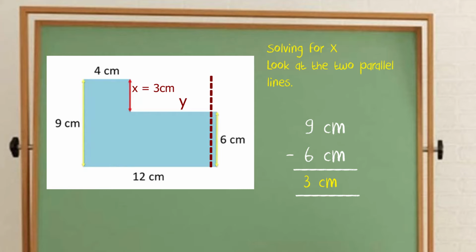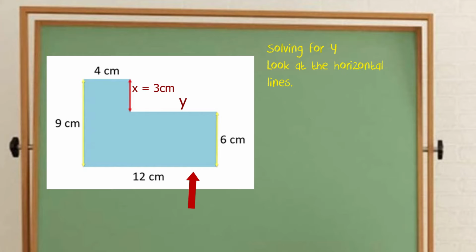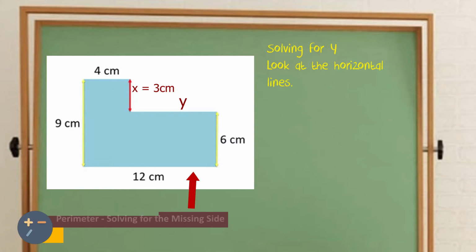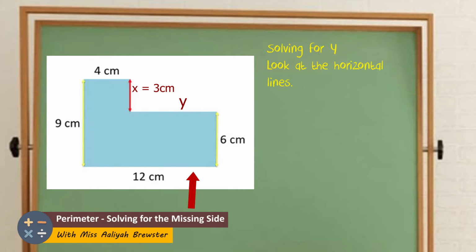Good. If we're going to solve for y now, or to find the exact measurement for y, we look at the lines that are going in this direction. They're horizontal. The perpendicular lines that are going like this. Right? So the bottom line there is measured at 12 centimeter. Therefore, the measurement for the top should be 12 centimeter as well.